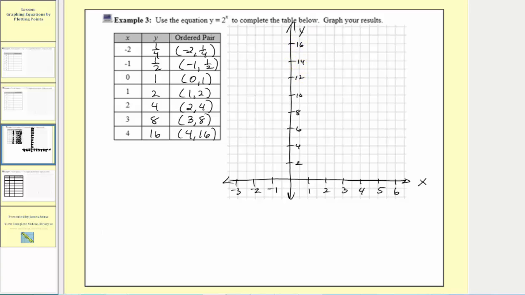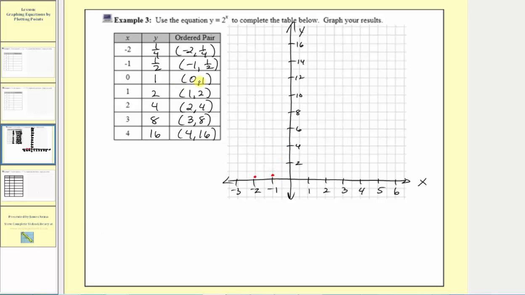Now we'll plot the points given by the ordered pairs. So the first ordered pair is -2, 1/4. So the input is -2 and the output is 1/4. So here's where we have an input of -2. Because the output is 1/4, we go up 1/4 of a unit, which would be just above the horizontal axis, let's say here. The next ordered pair is -1, 1/2. So input is -1, output is 1/2, should be approximately here.